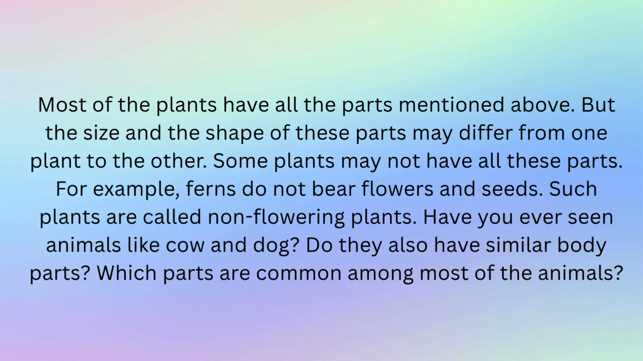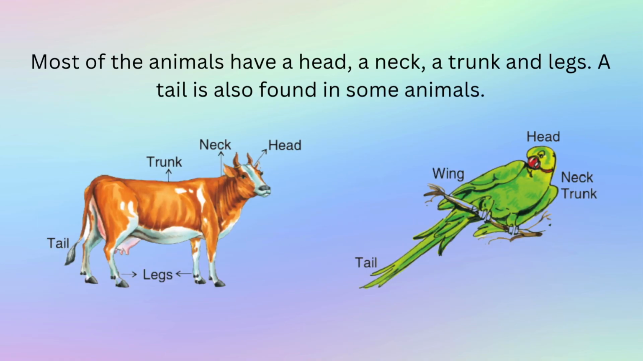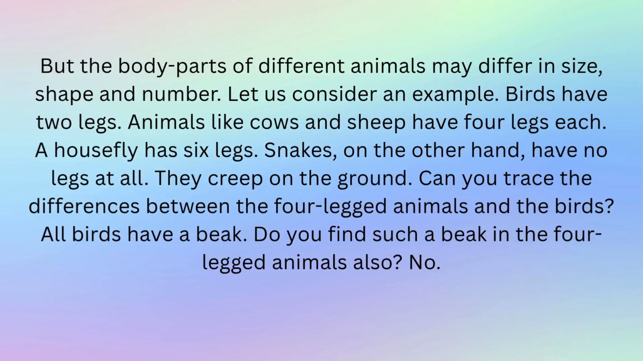Have you ever seen animals like cow and dog? Do they also have similar body parts? Which parts are common among most of the animals? Most of the animals have a head, a neck, a trunk and legs. A tail is also found in some animals. But the body parts of different animals may differ in size, shape and number.